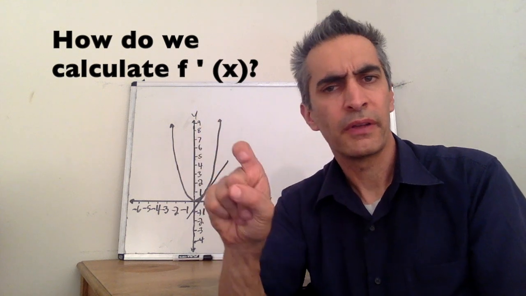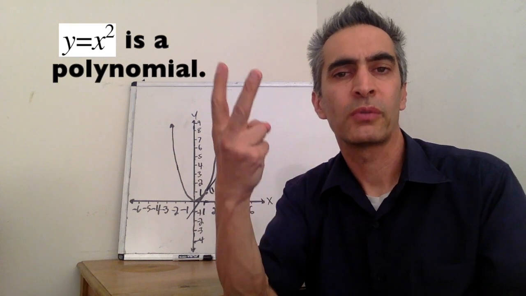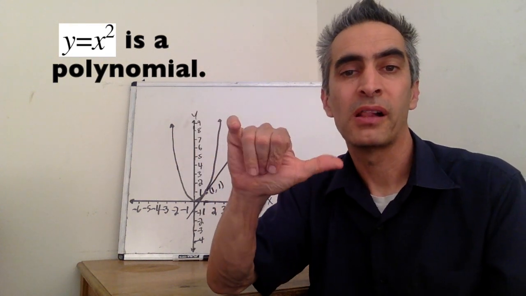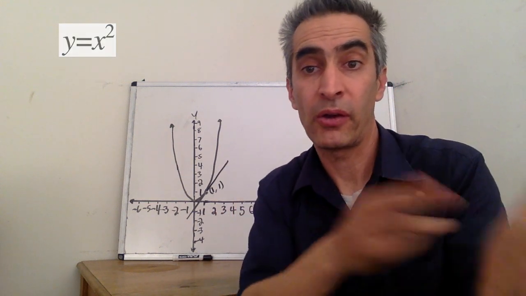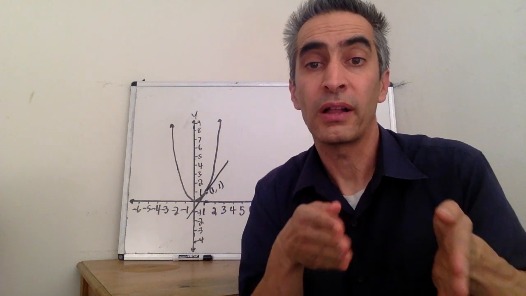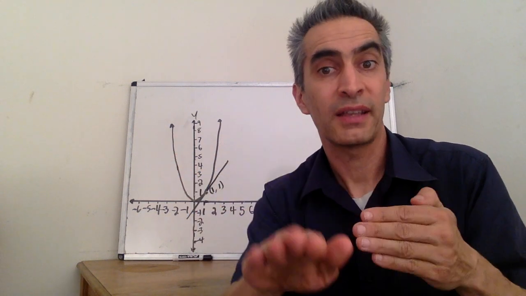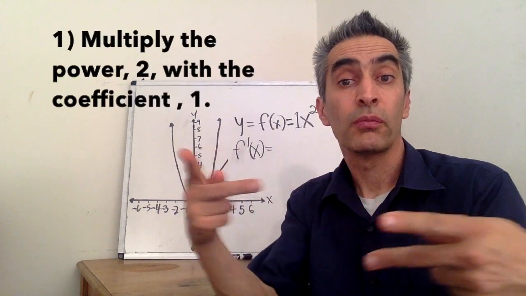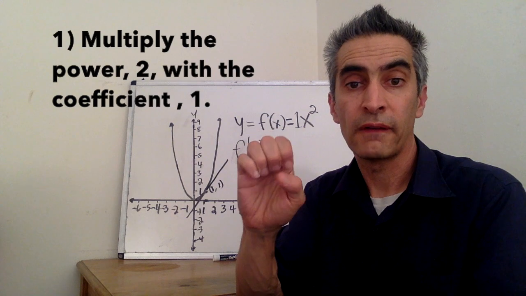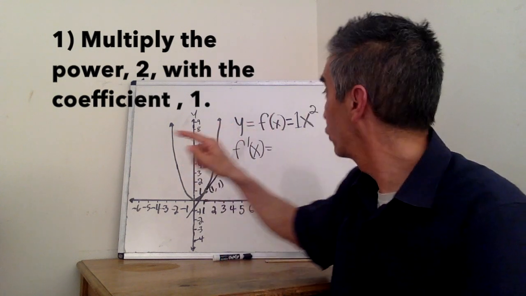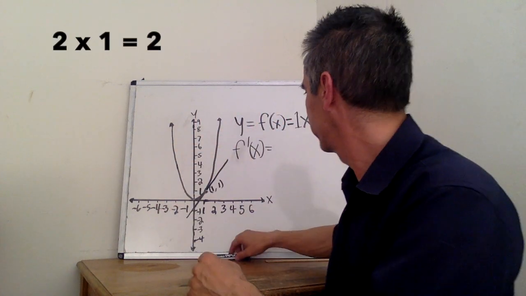How are we going to calculate f prime of x? This parabola, y equals x squared, is a polynomial. That means we can use the power rule. The power rule allows us to calculate f prime of x with 3 easy steps. First, multiply the power 2 with the coefficient 1. 2 times 1 equals 2.